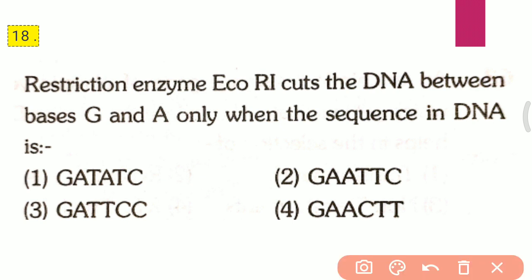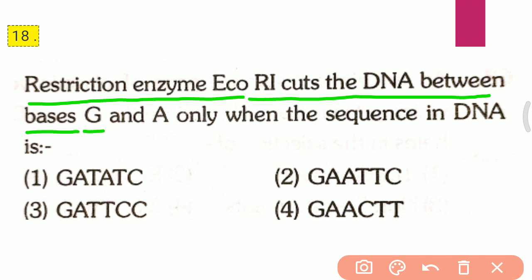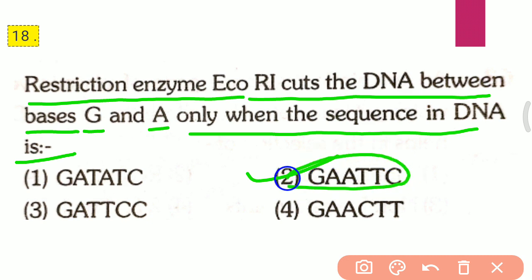Question 18. Restriction enzyme EcoRI cuts the DNA between base G and A only when the sequence of DNA is: first option GATATC, second GAATTC, third GATTCC, fourth GAACTT. The answer for the 18th question is the second one, that is GAATTC.